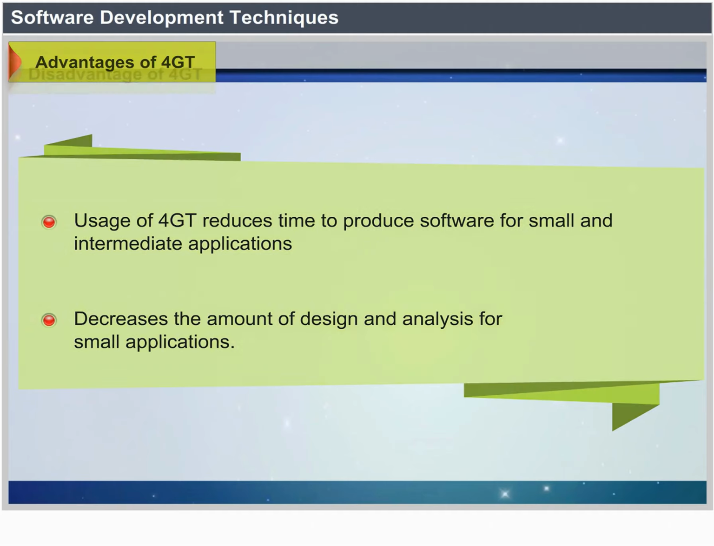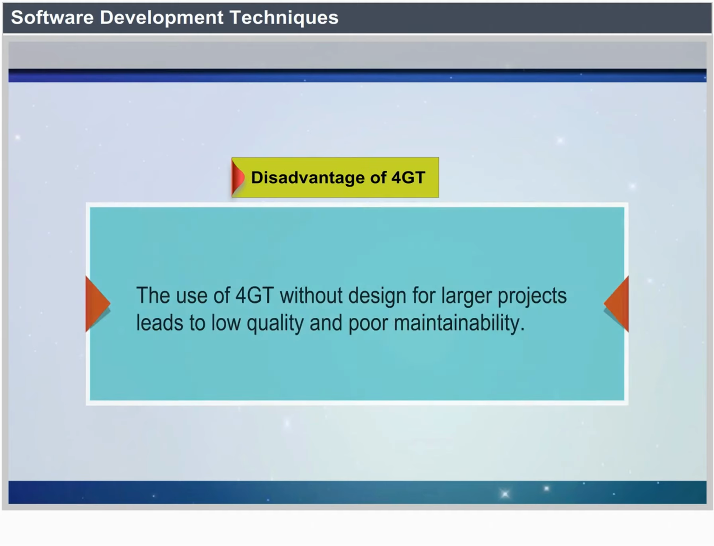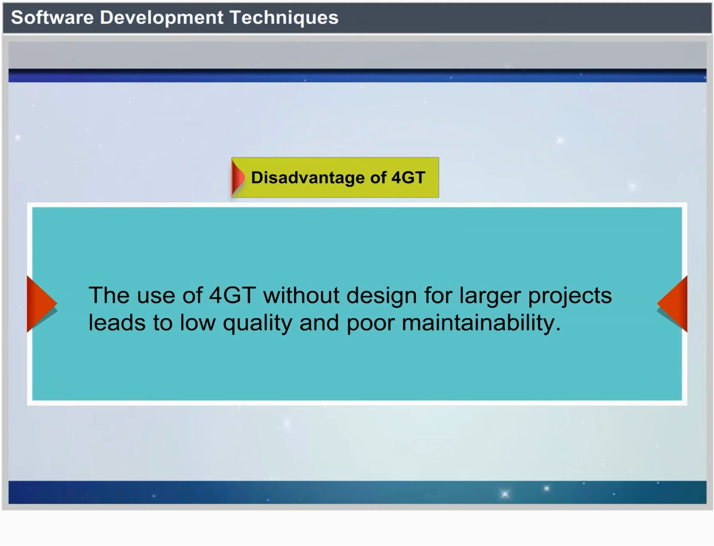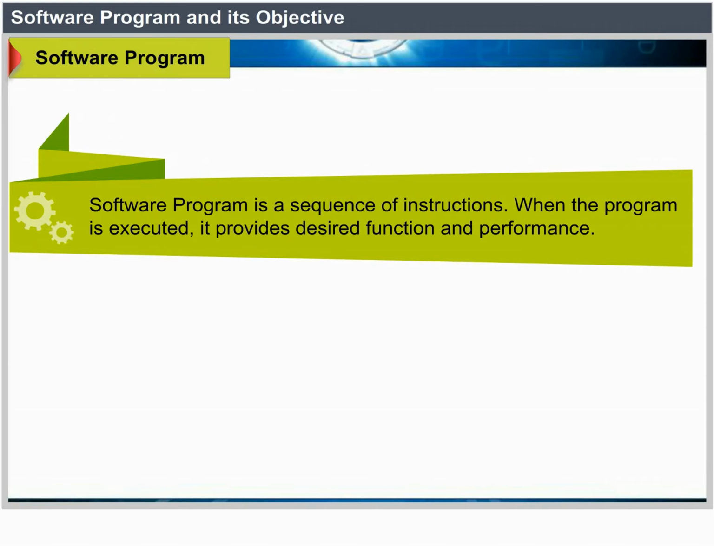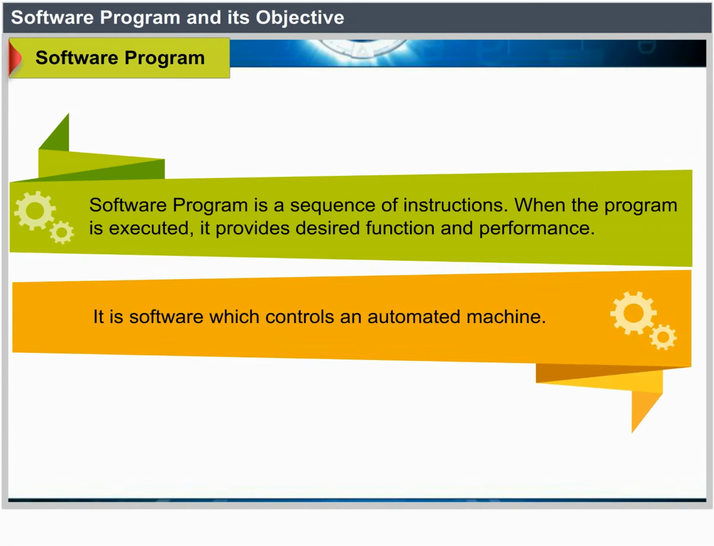Drawbacks of 4GT. The use of 4GT without design for larger projects leads to less quality and poor maintainability. Software program and its objective. Software program. A software program is a sequence of instructions that, when executed, provide desired function and performance. Software that controls an automated machine.